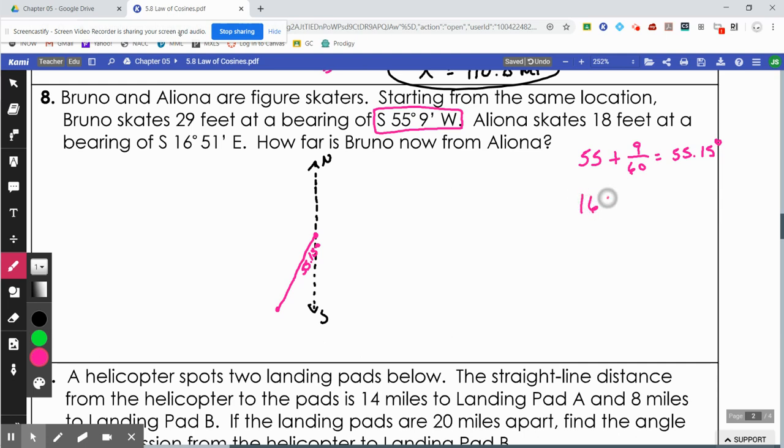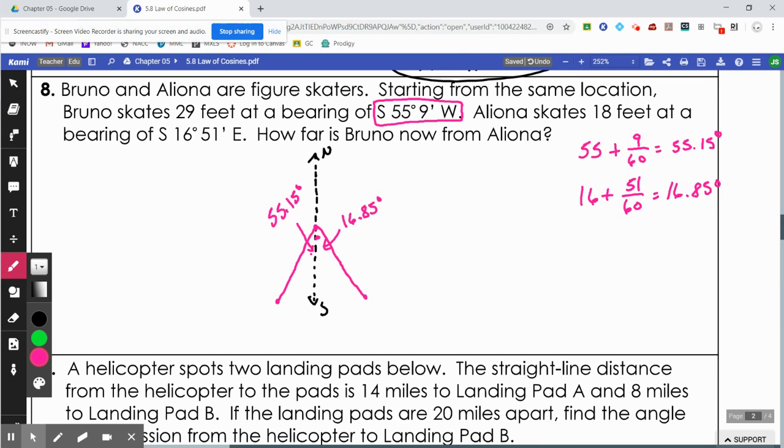So 16 degrees plus 51/60ths east of south. So therefore, that would be in this direction. So this angle right here, now let me erase this and draw it better. This angle over here was 55.15. Draw it bigger so we can see it. And then 16 plus 51/60ths, that would be 16.85 degrees. So this angle over here would be 16.85 degrees.